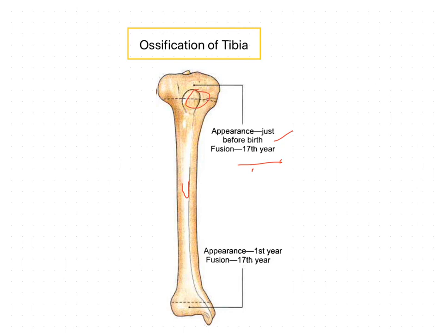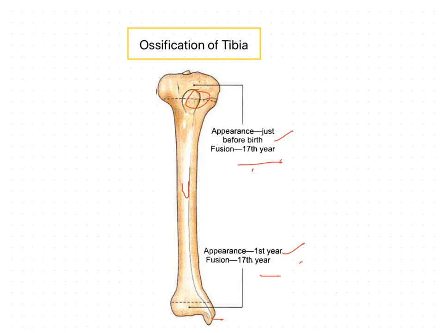The secondary center for the lower end appears during the first year and forms the medial malleolus by the 7th year. It fuses with the shaft between 15 to 17 years. The blood supply to the tibia is by the nutrient artery, which is the largest nutrient artery in the body.